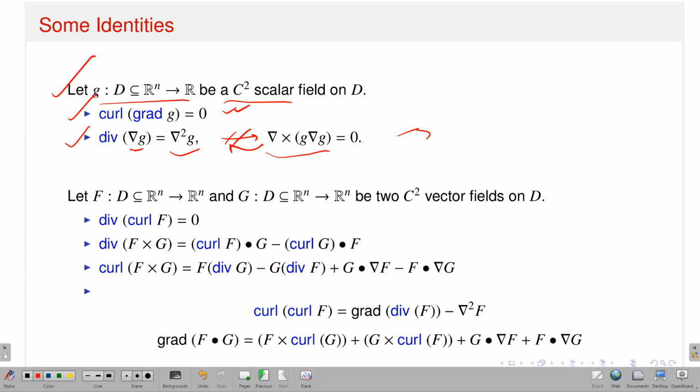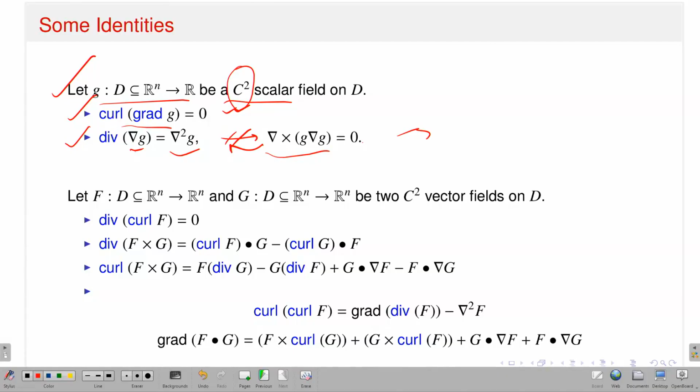You just calculate it. First, you calculate what is the gradient of G, and then you just calculate the curl, because all the formulas are there. Of course, this fact will be very much useful. That means C2 scalar field, that means all the second order partial derivatives exist and they are continuous, which will tell you that the second order mixed partial derivatives should be equal. That is very important. Okay.